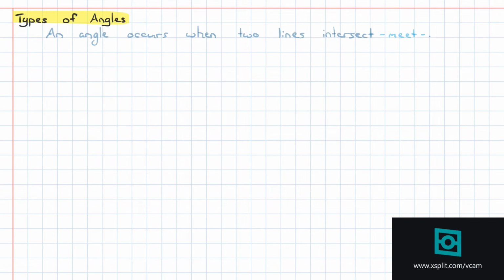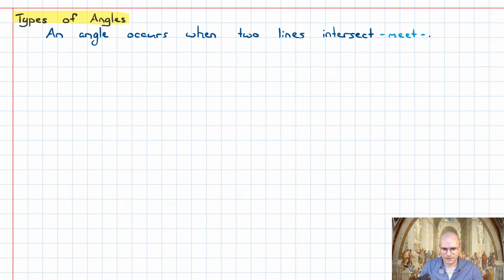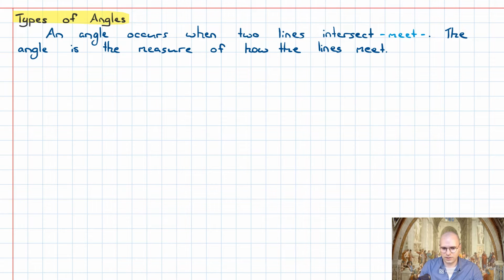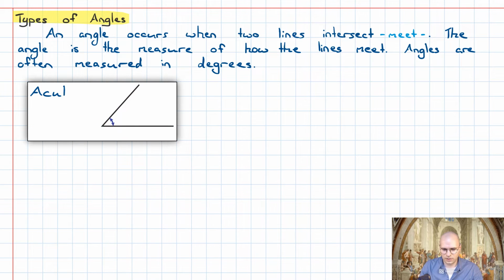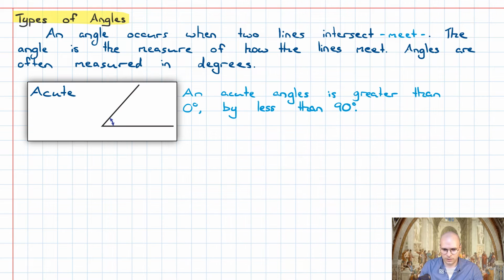Types of angles. An angle occurs when two lines intersect, also known as meet. The angle is the measure of how the lines meet. Angles are often measured in degrees. Over here we have what's called an acute angle. An acute angle is greater than 0 degrees but less than 90 degrees.